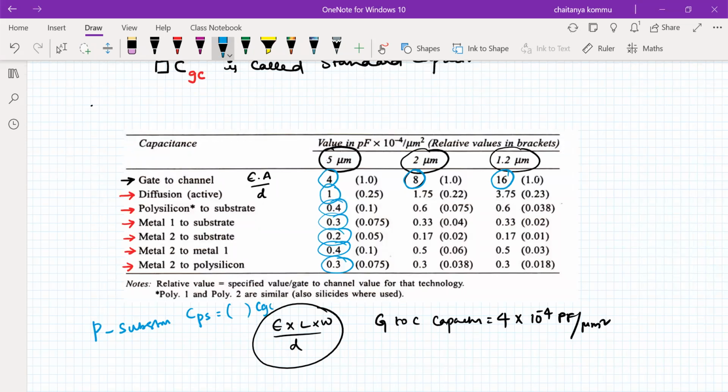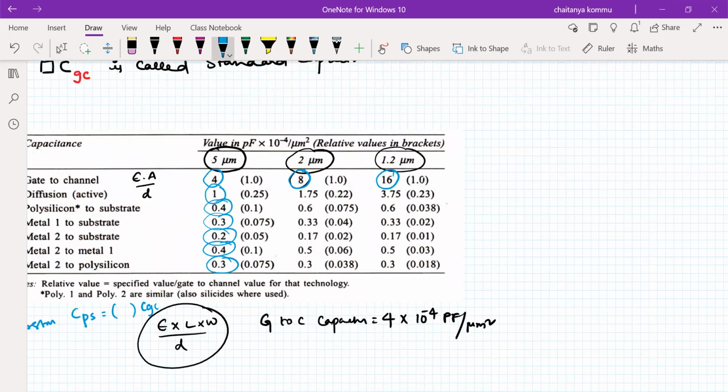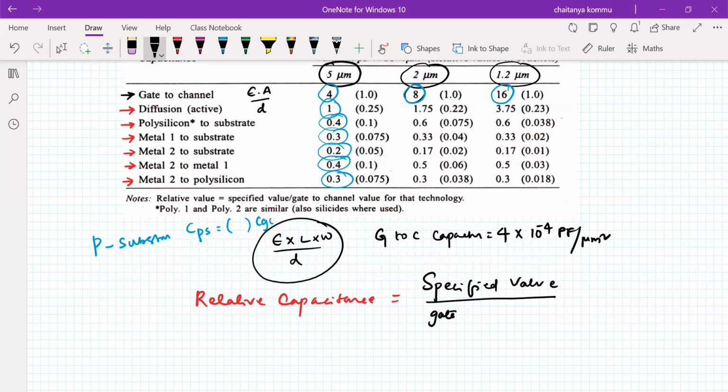How do we calculate the relative capacitance of any material with respect to the gate to channel? This is how we have to calculate. So what is the specific value for that one? Relative capacitance is found by something like this. Relative capacitance is nothing but the specified value divided by the gate to channel value at that particular technology, whatever the technology that you are intended for.